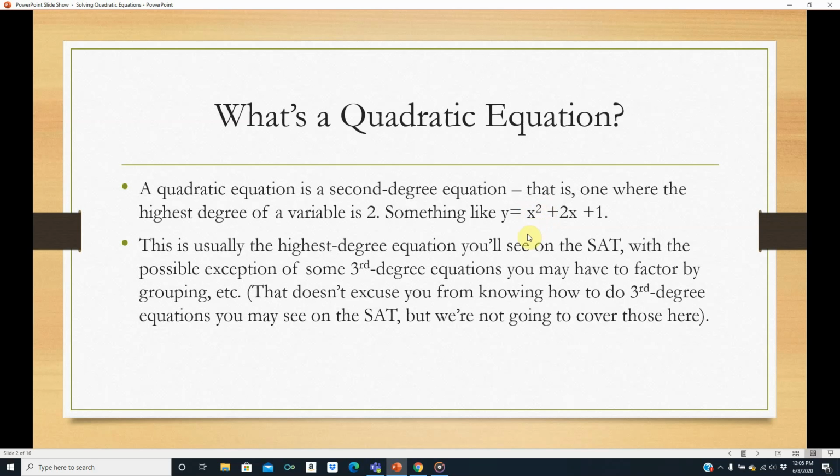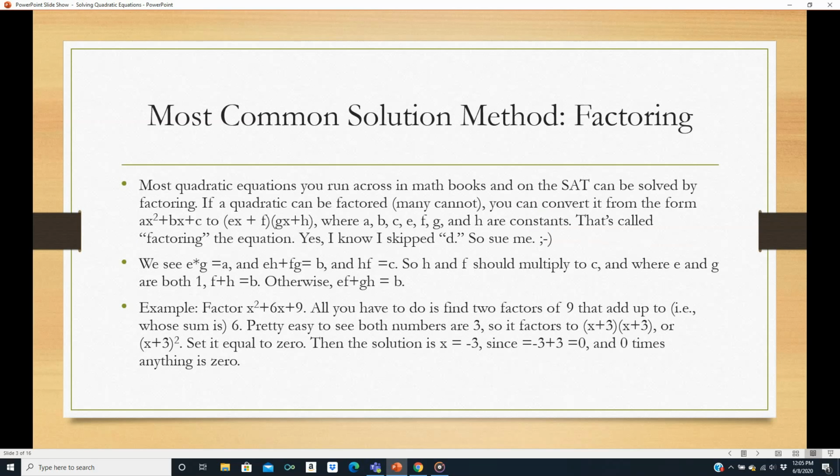That's usually the highest degree equation that you'll see on the SAT, with the possible exception of some third degree equations you may have to factor by grouping, etc. That doesn't excuse you from knowing how to do third degree equations you may see on the SAT, but we're not going to cover those here. We're just doing quadratic equations.